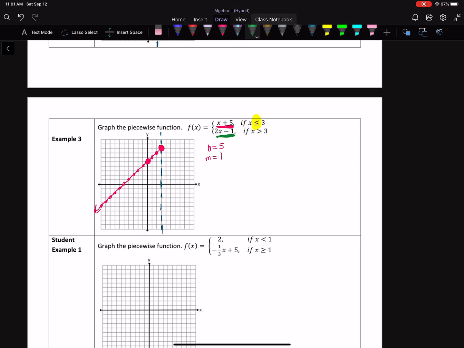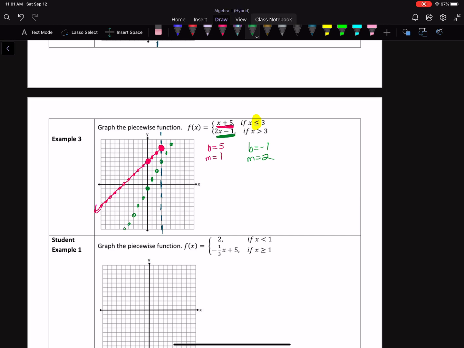The second one, we're starting at negative 1, and we are rising 2, running 1. So from here, I'm going to go up 2, to the right 1. I'm just going to keep on going all the way in this direction. And I can go all the way to the left, but you're only going to have one line on the left side, one line on the right side. They really shouldn't overlap.